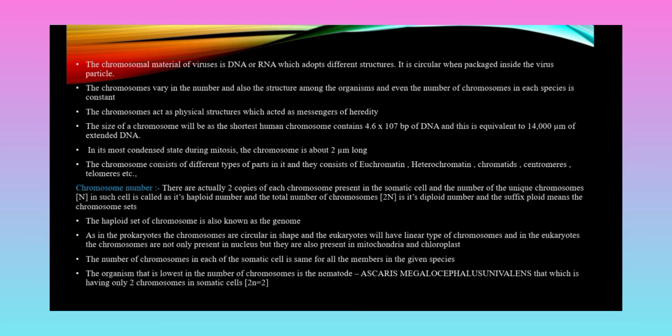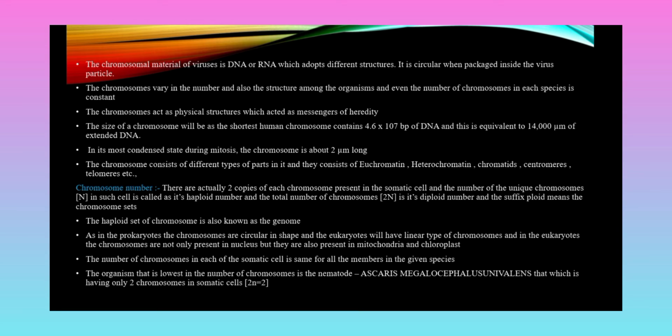So these are the chromosomal materials like DNA or RNA. Here it will adopt different structures, like circular when packaged inside the virus particle. So chromosomes will actually vary in number depending upon the organism, and even the number of chromosomes is a species type of number. So these chromosomes in each species will also be constant. So the chromosome functions as a physical structure, acting as a messenger of heredity, meaning character inheritance.